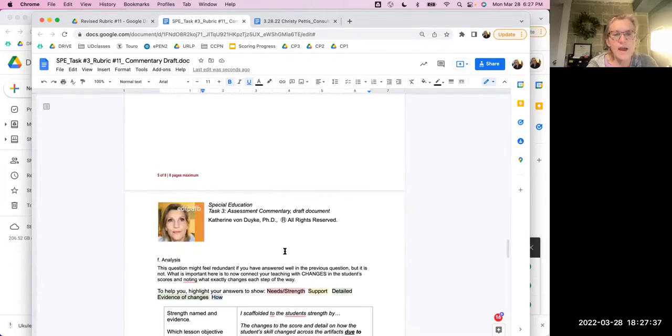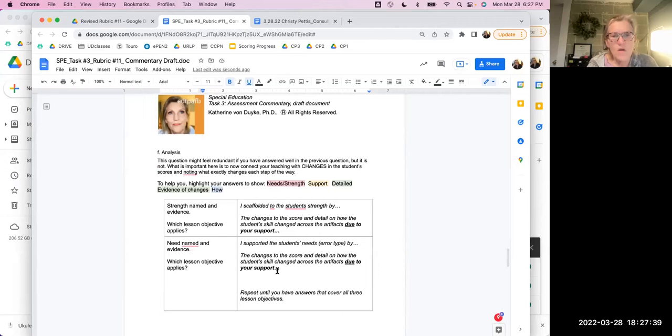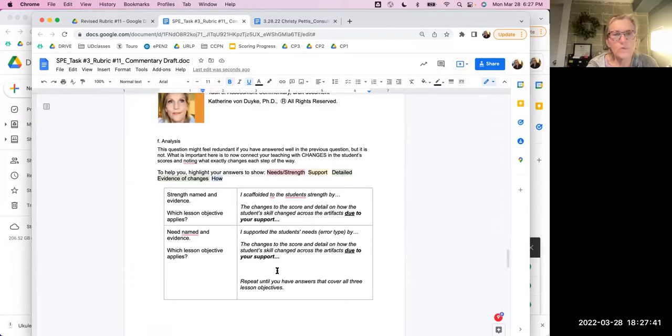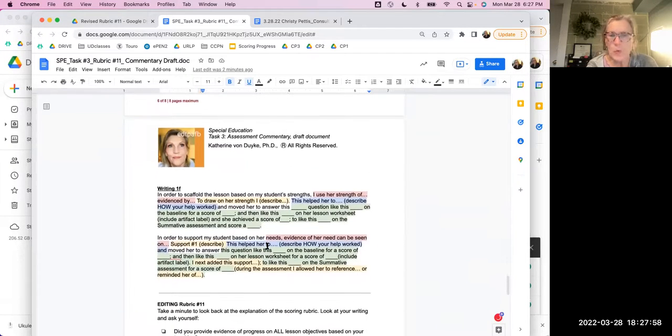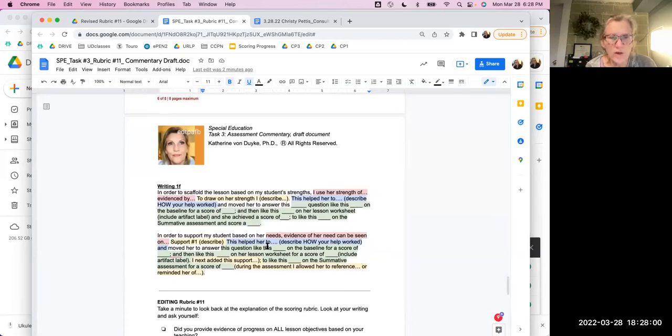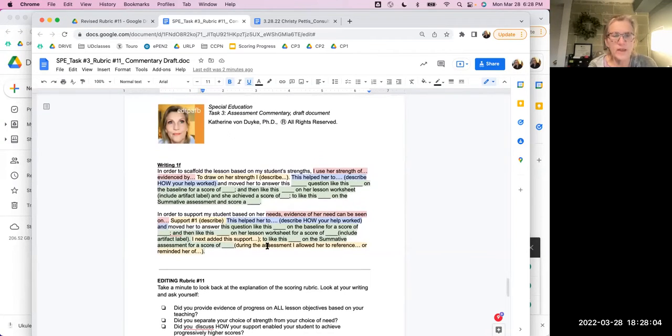And then I'm also showing you that you want to connect the student's needs and strength with the support you gave, the detailed evidence of the changes, and how your support produced that evidence of the changes. So I'm discussing that here. And then I have sort of a write-up where I use that color coding to show you how you might say that, both filled in and in blank form.